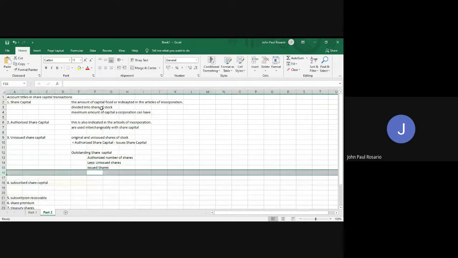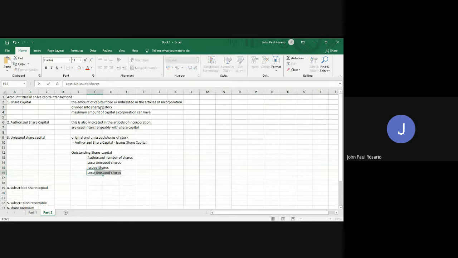Then if we less from it our treasury shares, we will get our issued and outstanding. Okay. When we say issued and outstanding, these are issued and held by people other than the corporation. Okay.